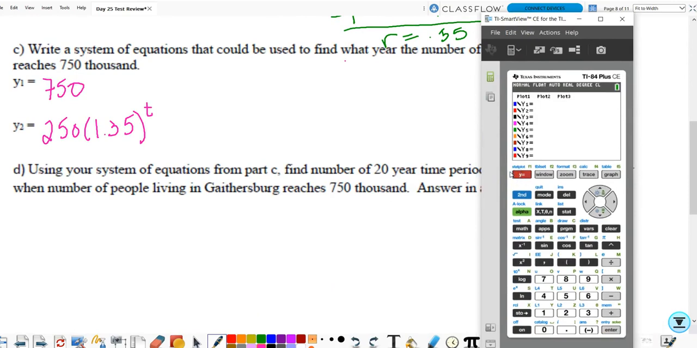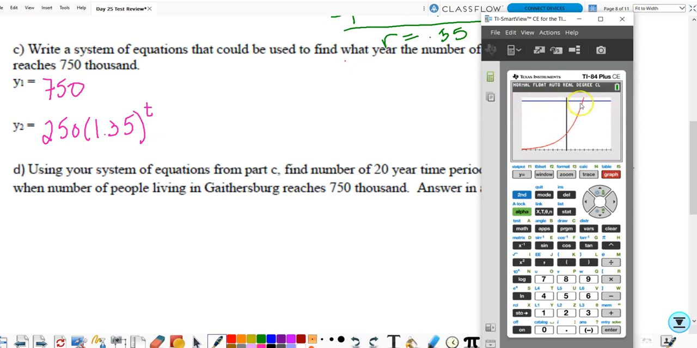I'm going to go to y equals, and I'm going to put 750 in y1, and 250 times 1.35 to the x, because there's no t. I need a y value that's more than 750. So I'm going to hit window, and I see that the y max is 10. That is not high enough. I need a y max over 750 so that I can see this horizontal line. So I'm going to round up to 800 and then press graph.